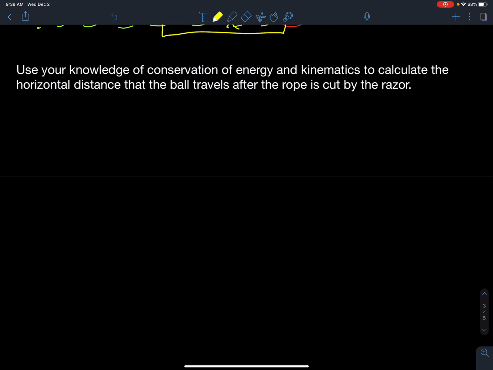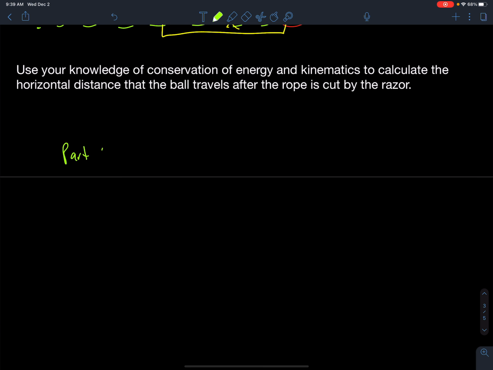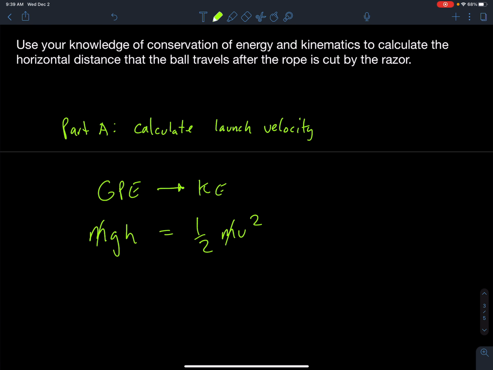So let's find part A. I'm going to write here in green. I'm going to split this into part A, and part A is to calculate the launch velocity. In that case, my gravitational potential energy is going to be converted into kinetic energy. So mgh, the work that I had to do against gravity to lift that object up, is going to be equal to 1/2 mv squared, where the m's cancel out. To solve for v, we have the square root of 2gh is equal to v. That's what I want.